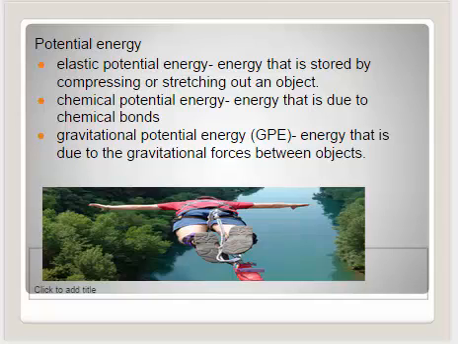Chemical potential energy is the energy that's due to chemical bonds. For instance, the food that you eat and the gasoline in cars have stored energy that can be released. Gravitational potential energy is energy that is due to the gravitational force between objects. It is often shortened to GPE.